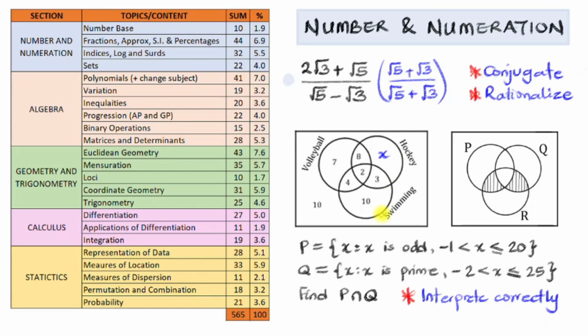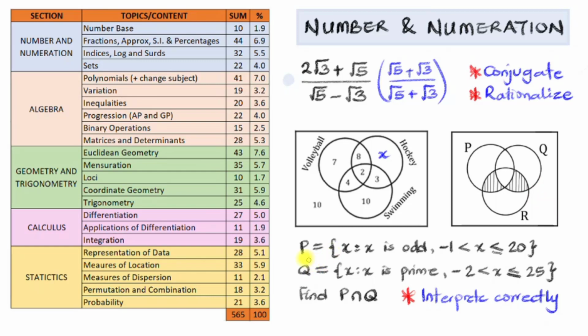And then sets featured a number of times in your exam, and you need to know how to interpret questions on sets, and then how to find some unknowns. And then you also need to know how to identify areas that are shaded in your Venn diagram. Like in this particular case, you will be asked, okay, what is the region that's being shaded? You need to be able to extrapolate that and pick the correct option out of the ones that are available to you.